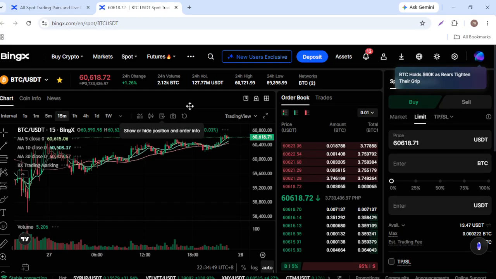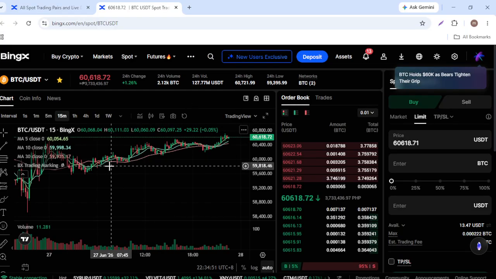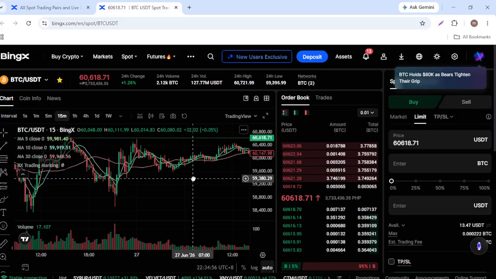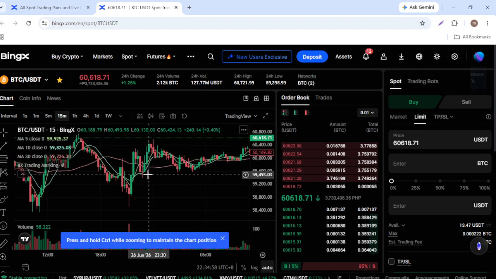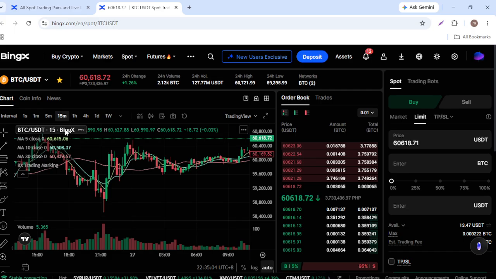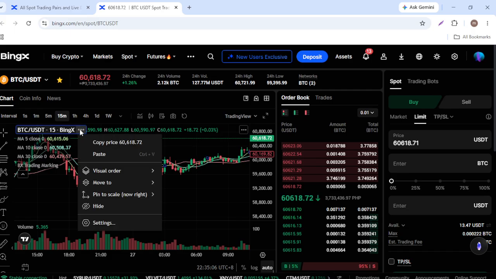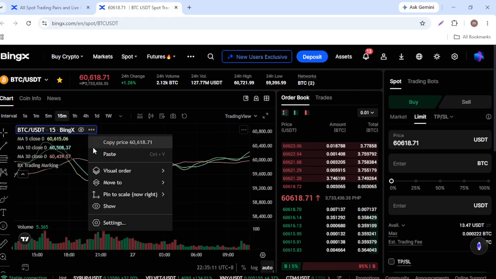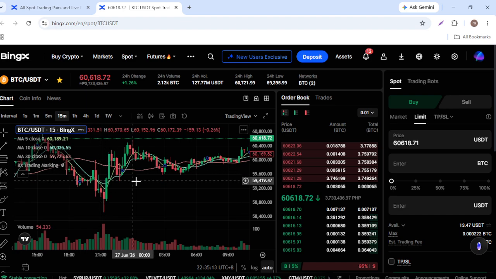The default chart on BingX uses candlesticks, also called candles. Each candle represents the price movement during a specific time period, such as 1 minute, 15 minutes, 1 hour, or 1 day depending on the time frame you've selected. A green candle means the price closed higher than it opened during that period, showing buying pressure. A red candle means the price closed lower than it opened, indicating selling pressure.